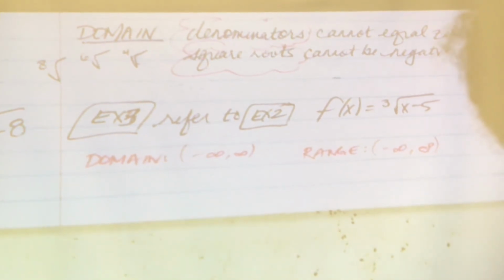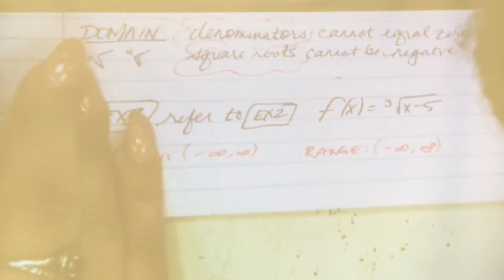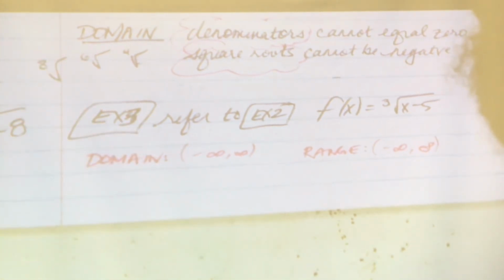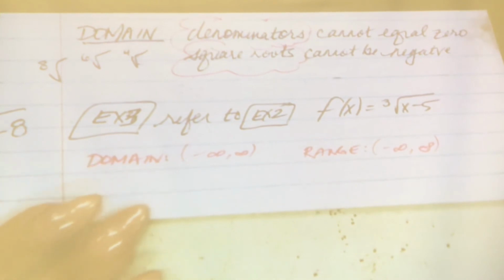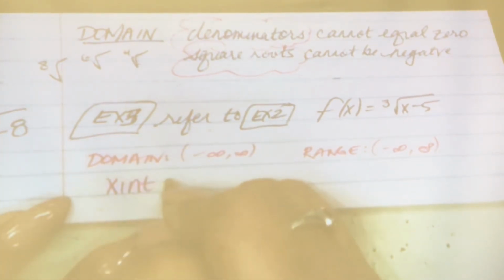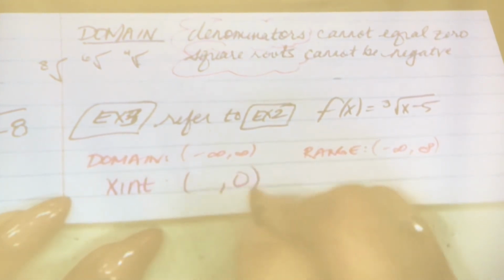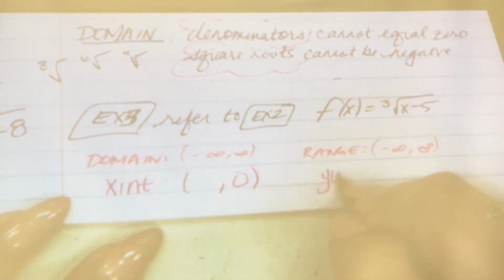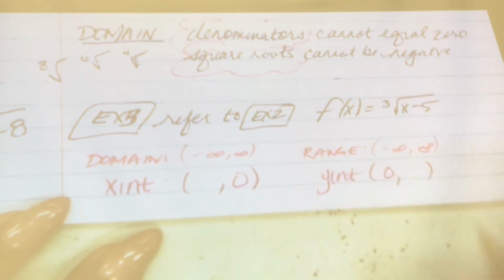Now, how do you find the x and y intercepts? This is from chapter 4, 5, 6, and 7. How do you find the x-intercept again? Plug in 0 for what letter? Y. How do you find the y-intercept? Good. So if I want the x-intercept, I'm going to plug in 0 for y. And if I want the y-intercept, I'm going to plug in 0 for x.